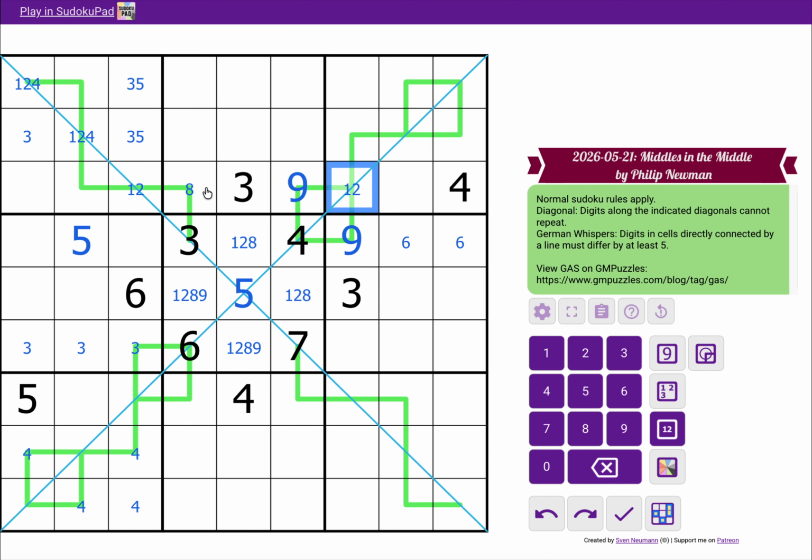Where's 5 gonna go? There's really, it can't be here. It can't be anywhere there's a line. So none of these. There's really only 2 places for a 5. It can't go here. So this has to be the 5 on this line. And that makes these two the only places here that could have a 5. So we'll go ahead and put that in.